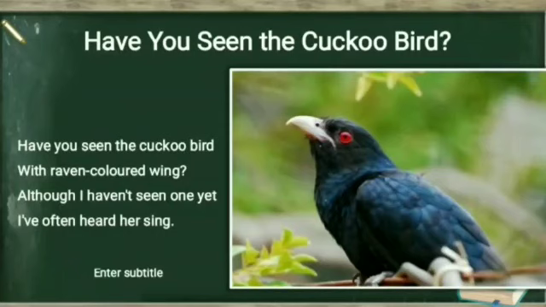And how is the bird? With raven colored wing. What is raven colored? Raven colored means it is black. The raven is a big black bird that looks like a crow. It is very big in size. So, how are the wings of this cuckoo bird? They are raven colored, black like a raven's wings.